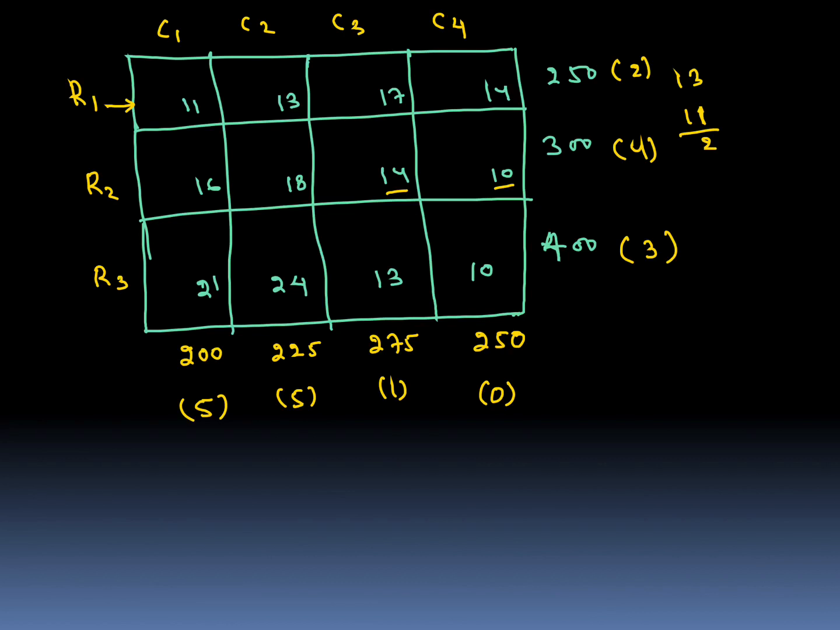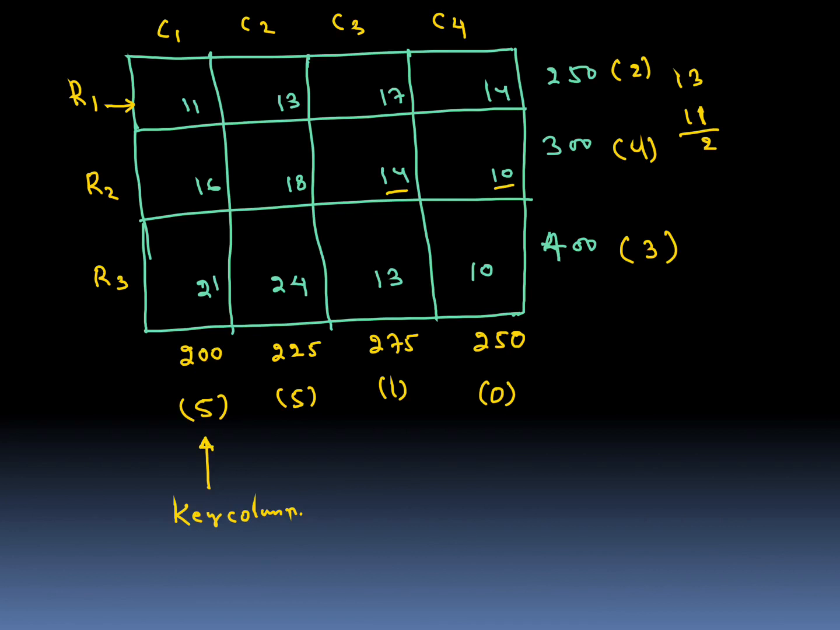So maximum penalty is here at 5. So this is our key element. So here we will check. So here in the key column we will allocate the maximum. 11 is the minimum.